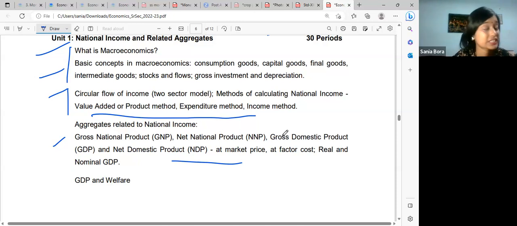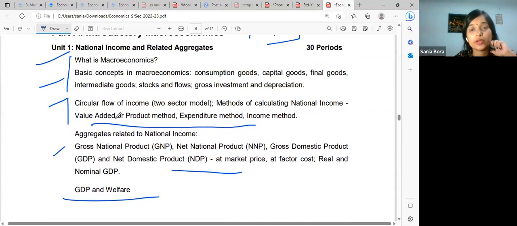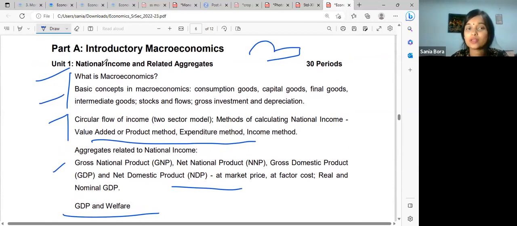You get a direct question for 6 marks, like a numerical, and over there they'll ask you to find this with the help of the value added method, find this with the help of the expenditure method, and calculate the national income with the help of the income method. So today you are just going to write the unit national income and related aggregates and the syllabus. From tomorrow onwards we'll start.